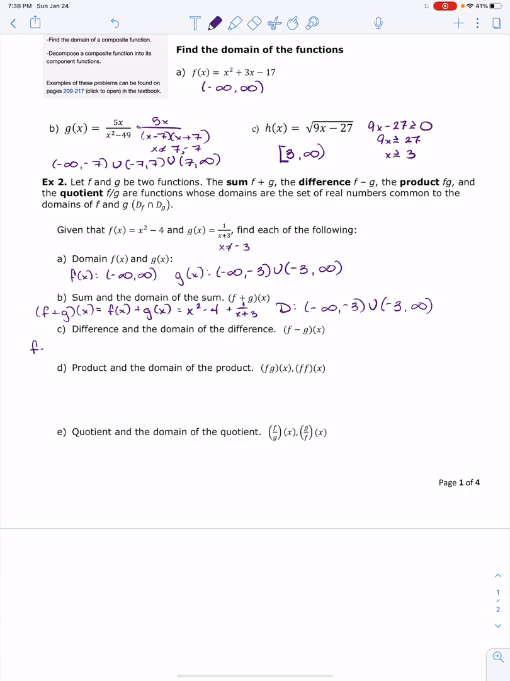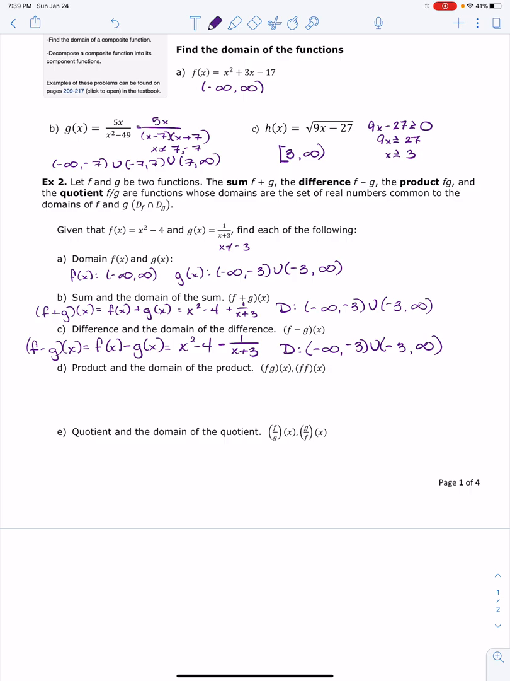We have the difference of our two functions, f minus g of x, which is f of x minus g of x, and x squared minus 4 minus our 1 over x plus 3. Again, our domain is the most restrictive part, and that's that negative infinity to negative 3, union negative 3 to infinity. Everything but negative 3 still makes this work.